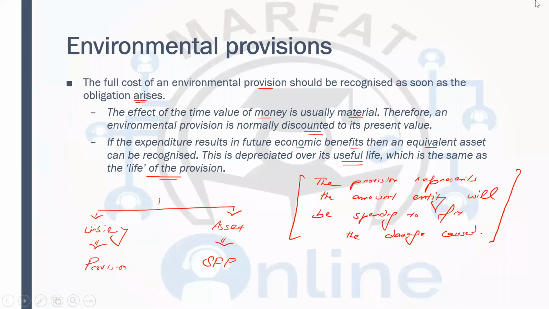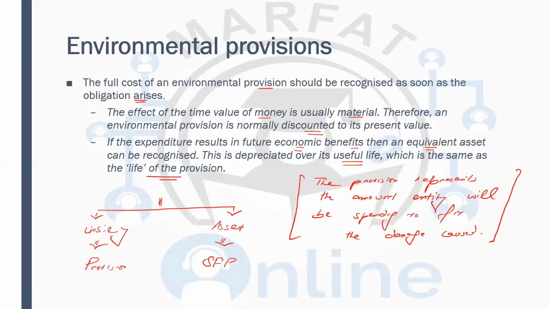All right, now we have discussed that if the expenditure results in future economic benefits, then the equivalent asset can be recognized. The first perspective we discussed was that if the damage you are causing is covered by insurance, for example, or you will be compensated by someone, then by any means, you can record the asset.